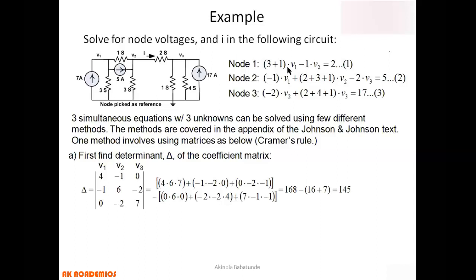This is 4V1 minus V2 equal to 2. Okay, that is why you have 4 here, by the way. So this is 2 plus 3 plus 1. This is 5V2. This is 6V2. And then this is minus 2. This is minus 1. And this is 2 plus 4 plus 1. This is another 6. Plus 4. This is 7. All right.